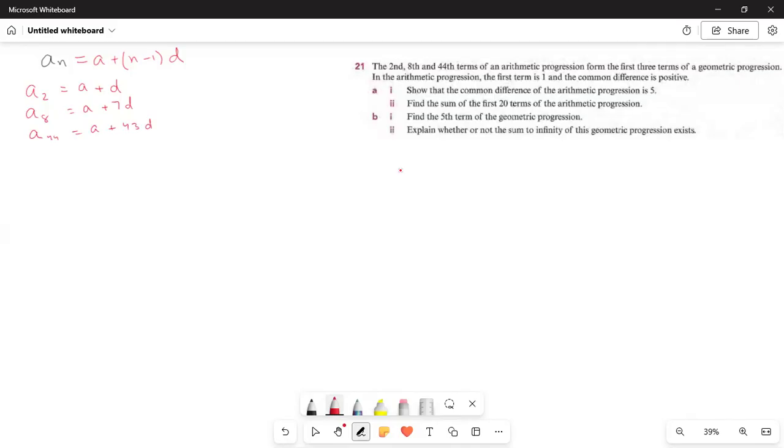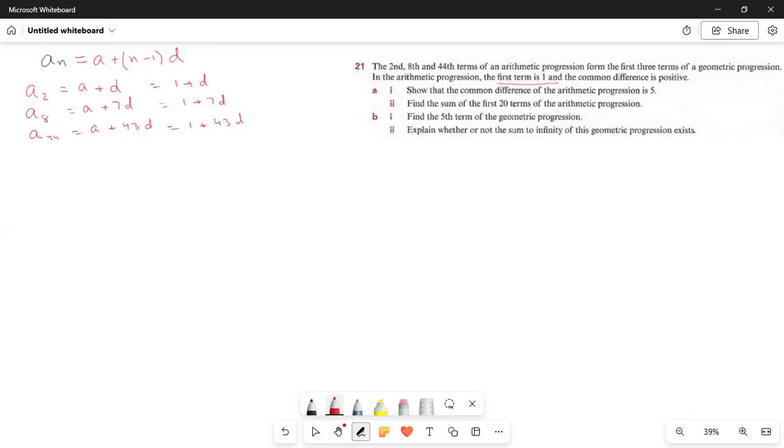It's also known that the first term is 1. So it will become 1 plus d, this will be 1 plus 7d, and this will be 1 plus 43d. Now these three are known as the first three terms of a geometric progression. Okay, this is interesting. So if it's a geometric progression, then the common ratio would be the same.